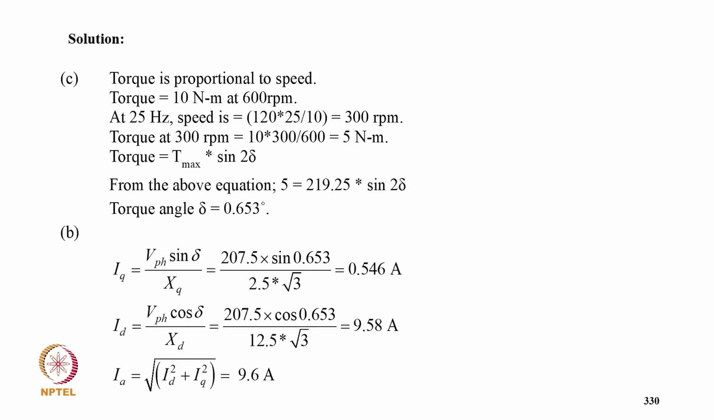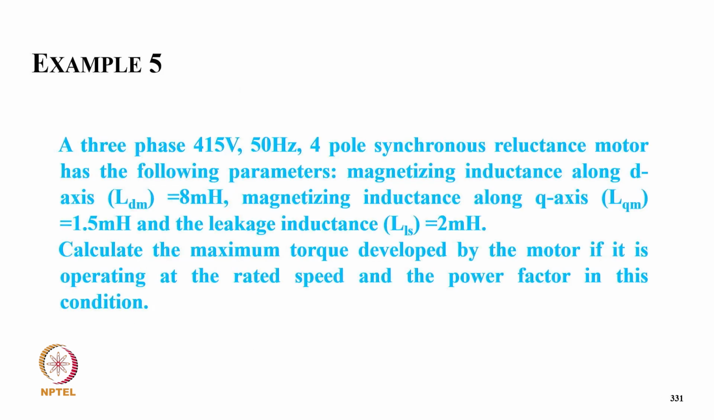And coming to part C, the torque is given 10 Newton meter at 600 rpm, so at 25 Hz, the speed is 300 rpm and torque is 5 Newton meter, and torque maximum times sine 2 delta. So delta we get clearly 0.653 radian. So now IQ is V sine delta upon XQ. So putting the value we get 0.546, and ID comes 9.5, and IA comes under root ID square plus IQ square, 9.6.